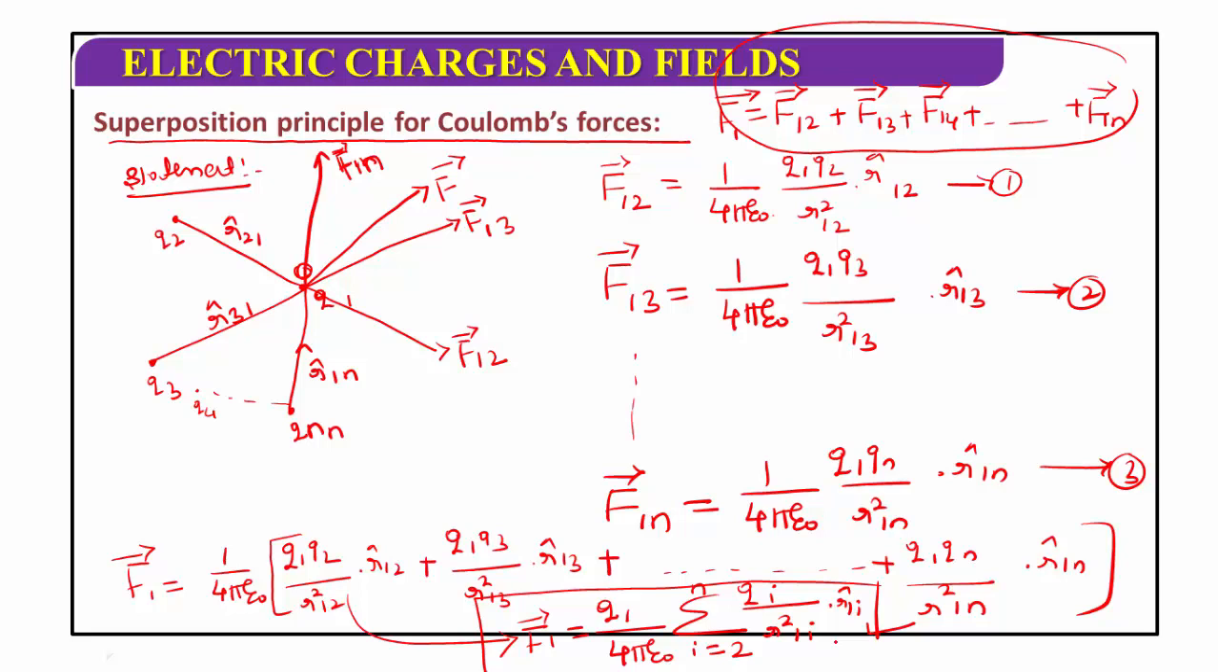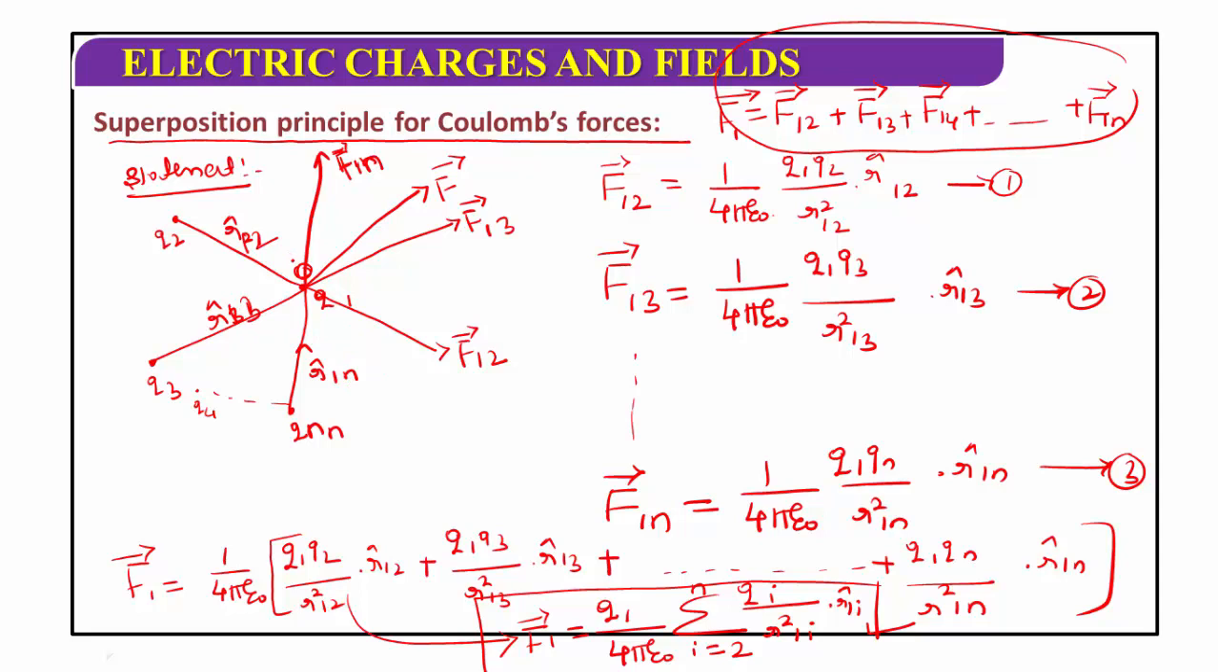Here r12 is the distance of q2 from q1, r13 means distance of q3 from q1, r14 means distance of q4 from q1. Like that, r1n means distance of qn from q1. Or we call it unit vector r21, or r21 or r12. If we take r12, this is r12, this is r13 and r1n.